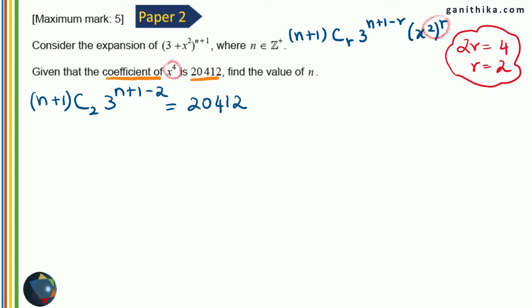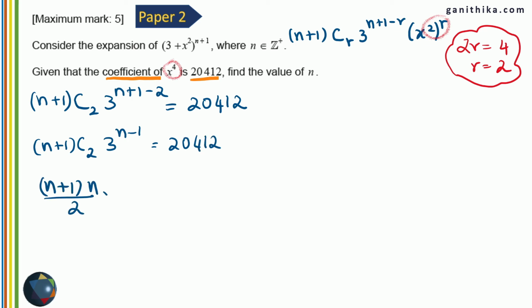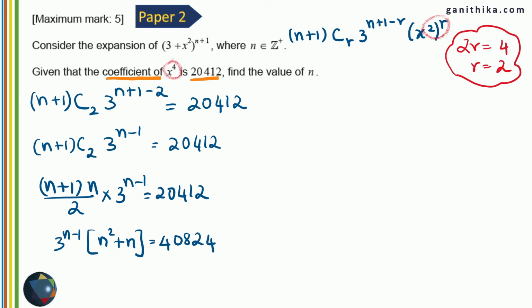You can simplify this as you want. This is n plus 1 C2 times 3 power n plus 1 minus 2. And then simplifying this using the n plus 1 C2 formula, n plus 1 times n over 2, the remaining stays as it is. You can multiply by 2 on both sides. Simplifying the left hand side, this is the equation you will get. At this stage, you cannot do this analytically. You have to use your calculator.